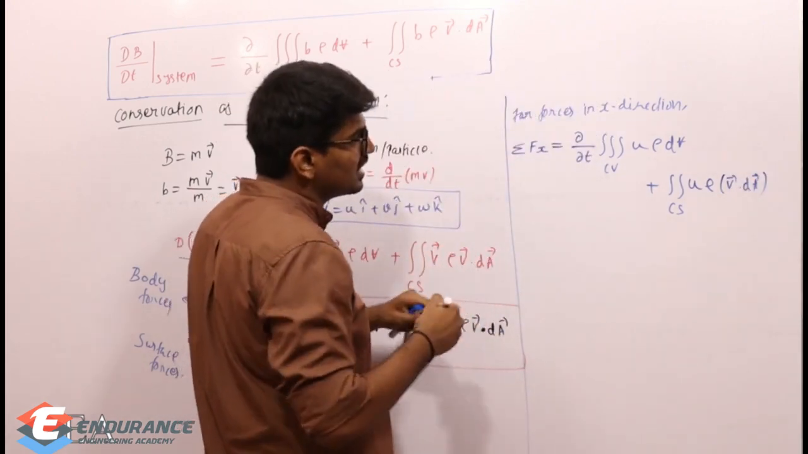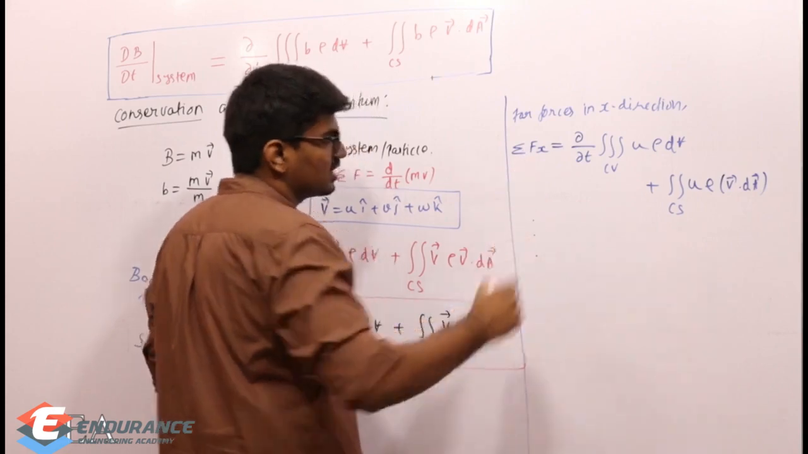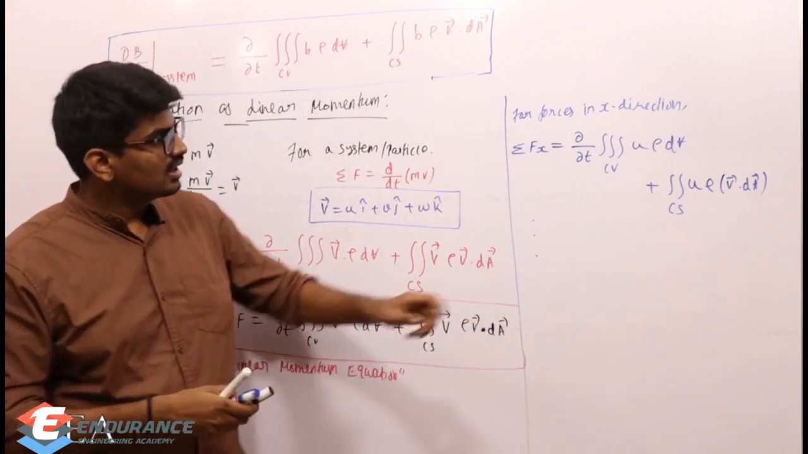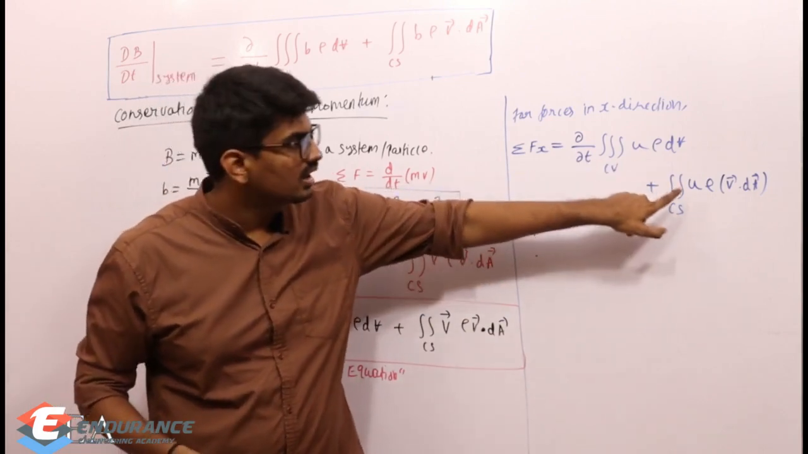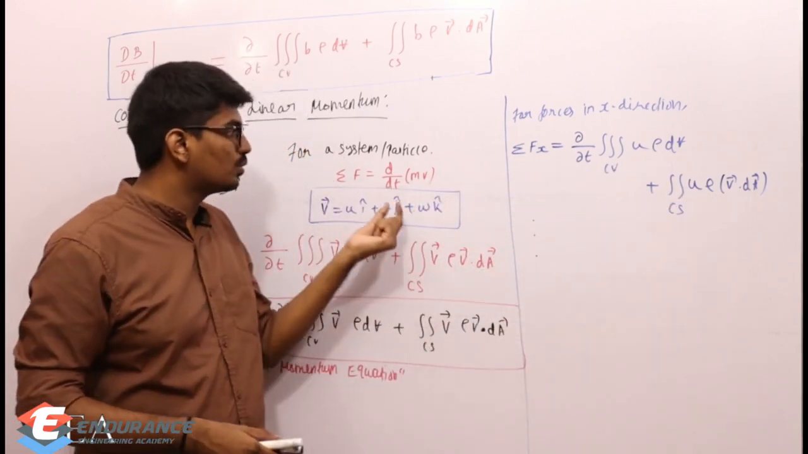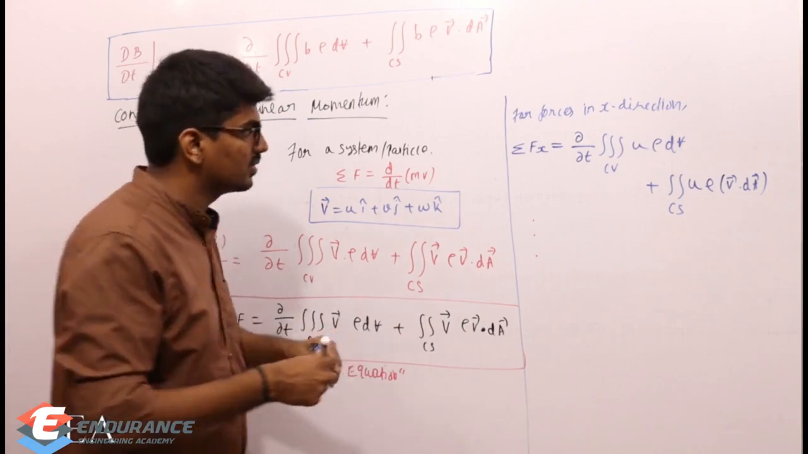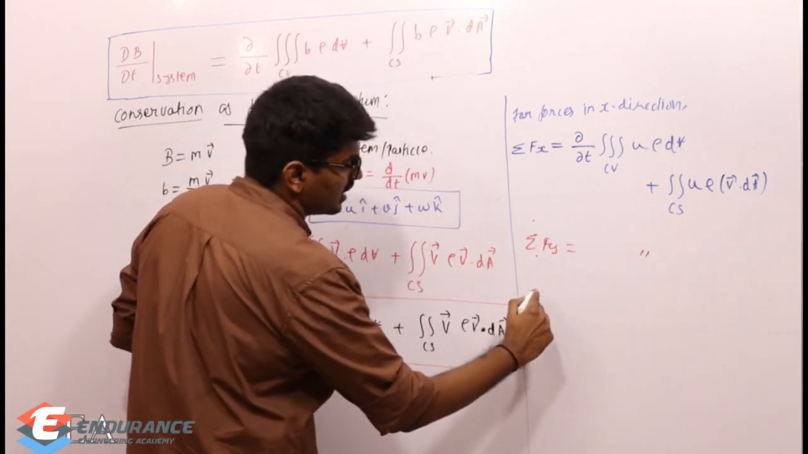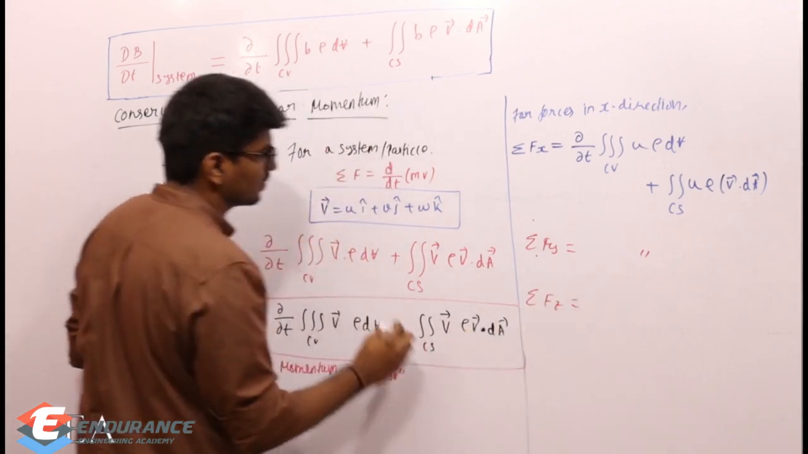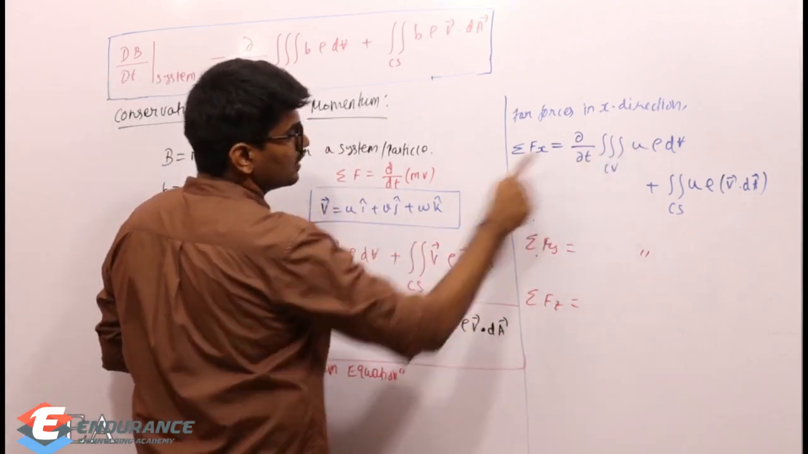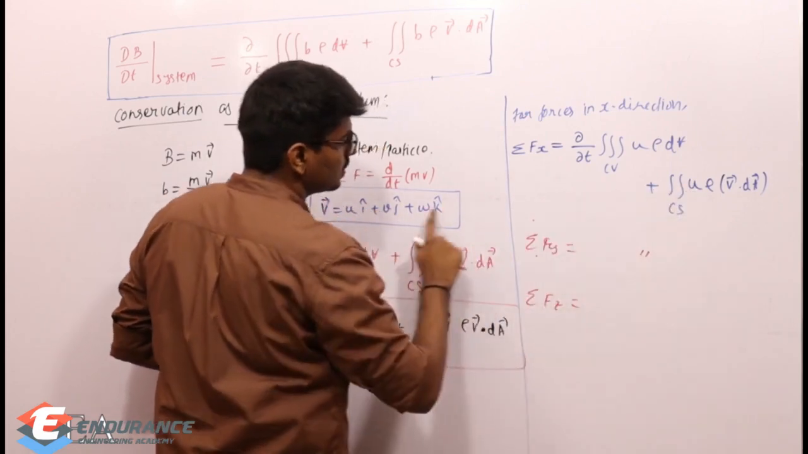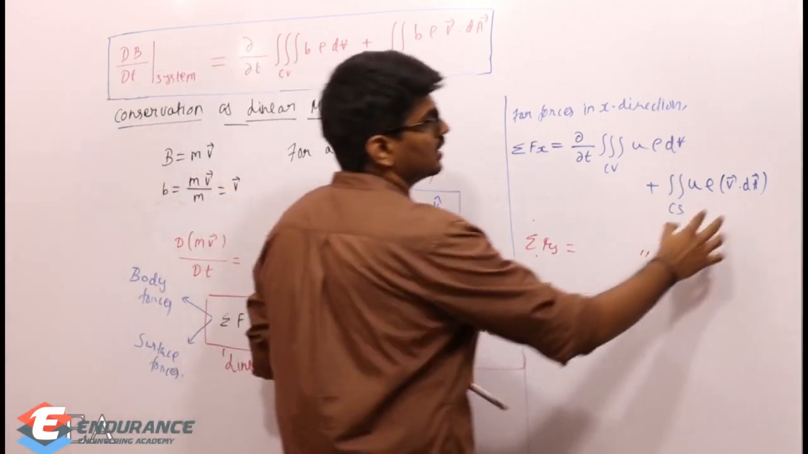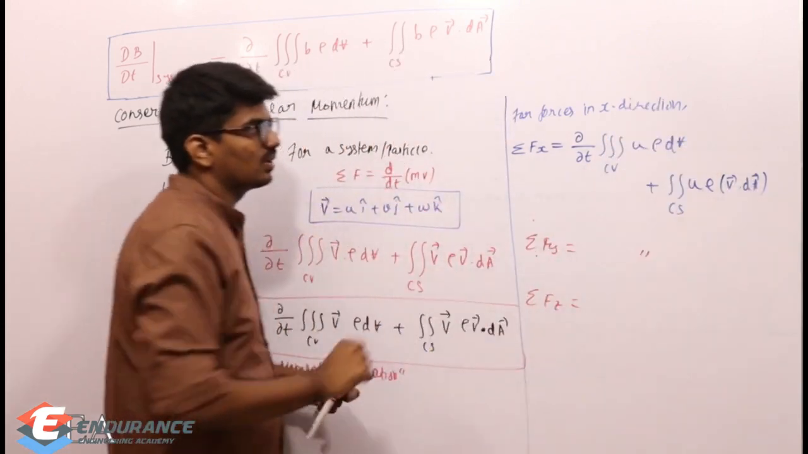Similarly, I can write it for summation of Fy and summation of Fz also. I am not writing it. What will happen? In place of u, you replace it with small v. That is for summation of Fy. You can write it, I hope so. And summation of Fz will be equal to what? In place of u, you replace it with w. That's it. The v vector dot dA vector will remain the same in all three equations.